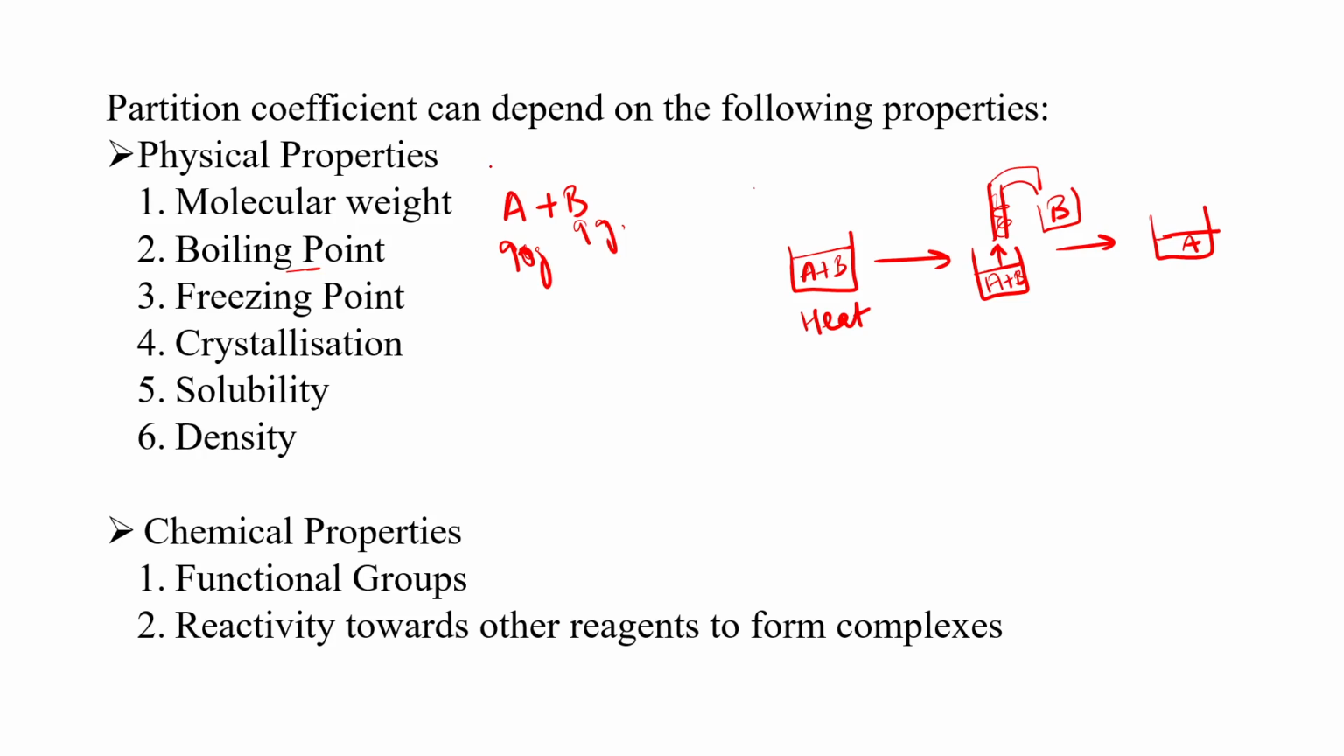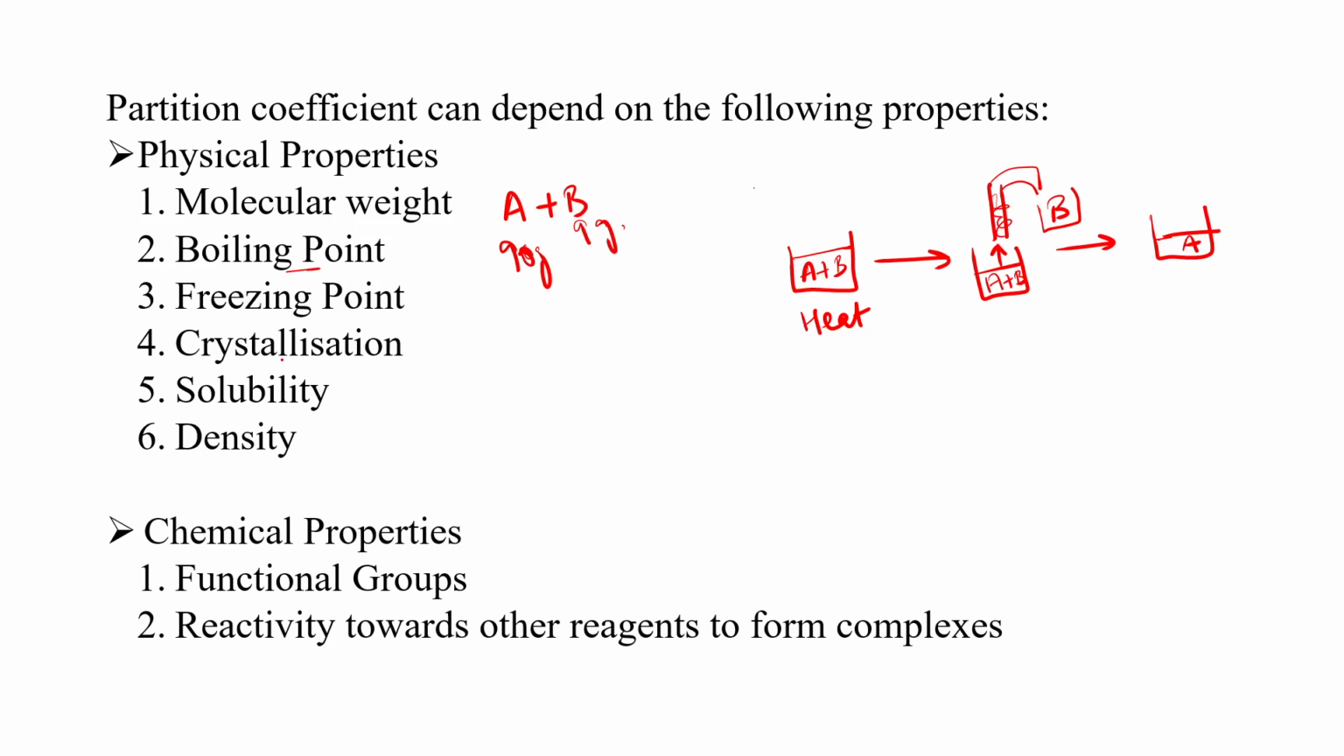So that means the partition coefficient is also dependent on this, because the analytes A and B are partitioning between two phases. Here, what are the two phases? Liquid and gaseous phase. So we have two phases, right? Similarly, freezing point will work the same way boiling point is working. If both of them have different freezing points, one will freeze first, the second will freeze later, so you can separate them out.